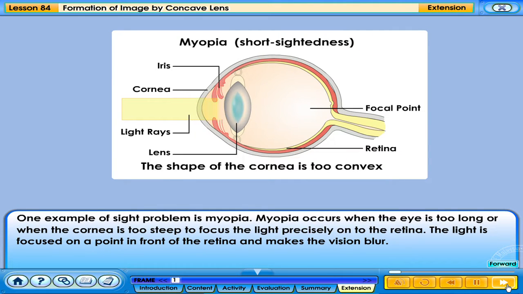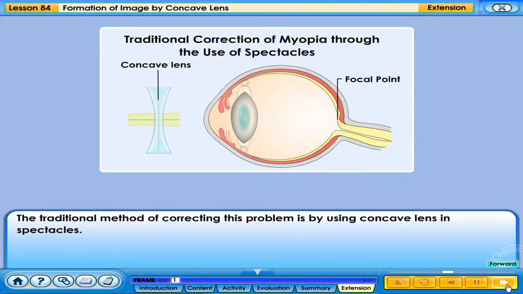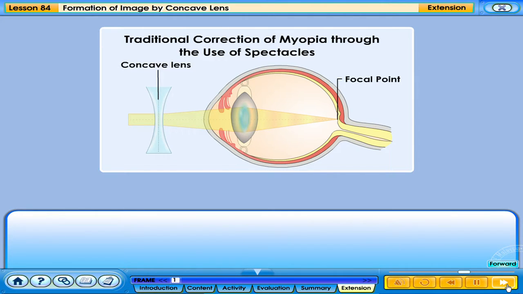One example of a sight problem is myopia. Myopia occurs when the eye is too long or when the cornea is too steep to focus the light precisely on the retina. The light is focused on a point in front of the retina and makes the vision blur. The traditional method of correcting this problem is by using concave lens in spectacles.